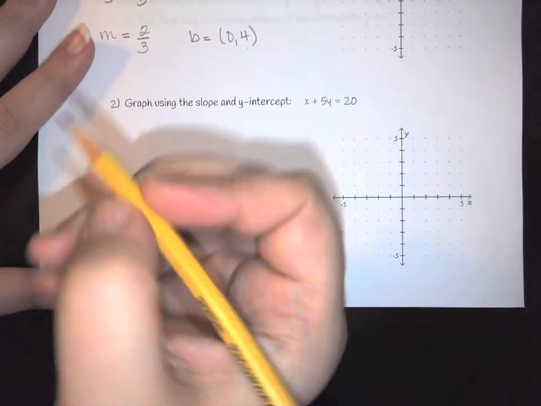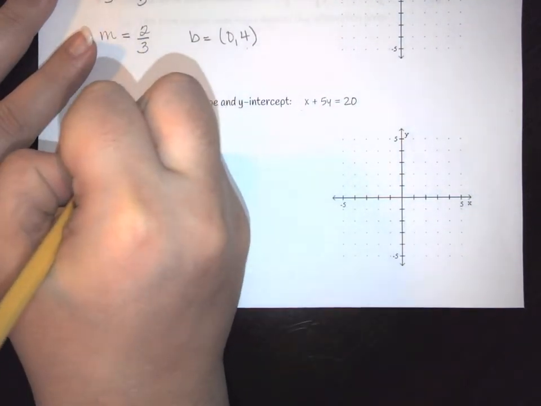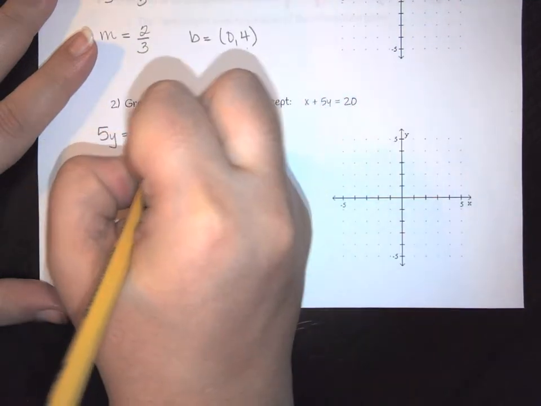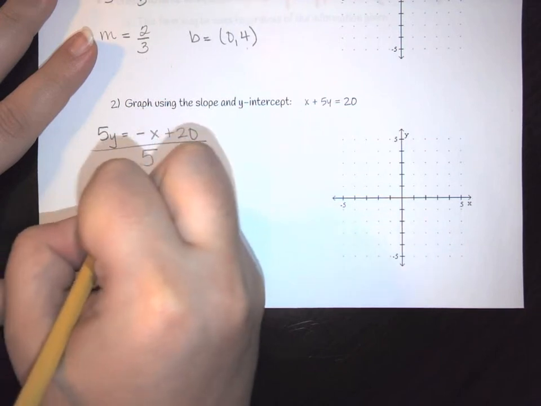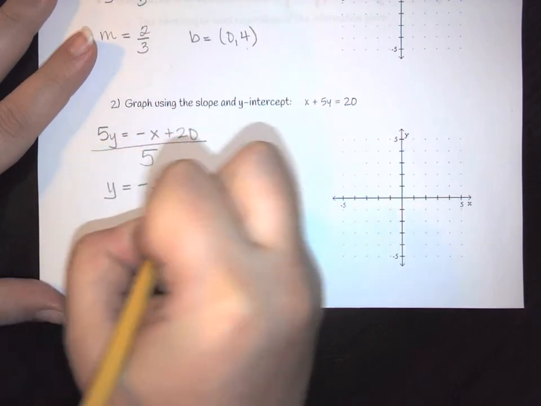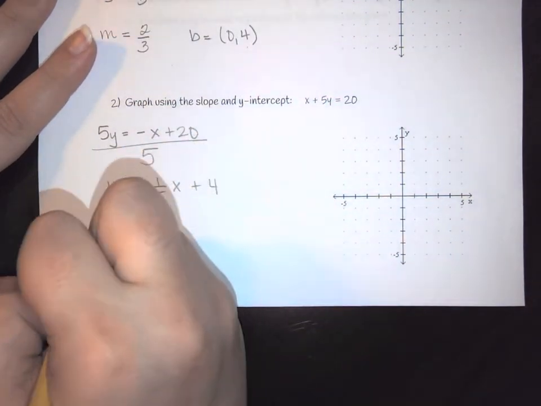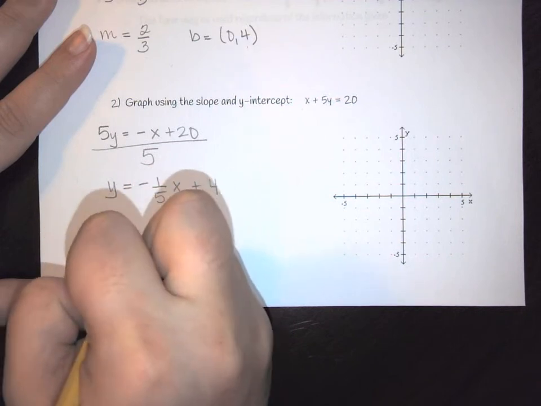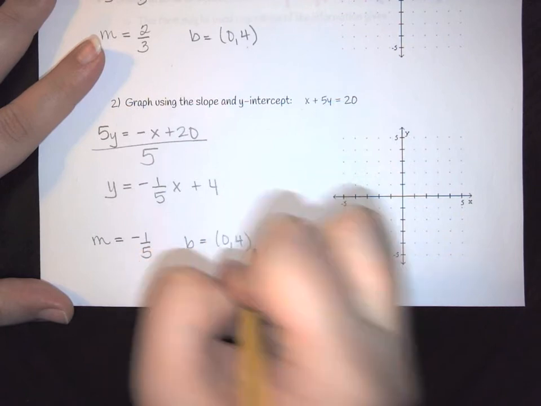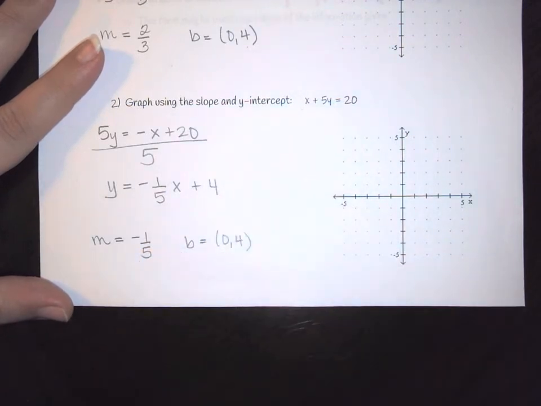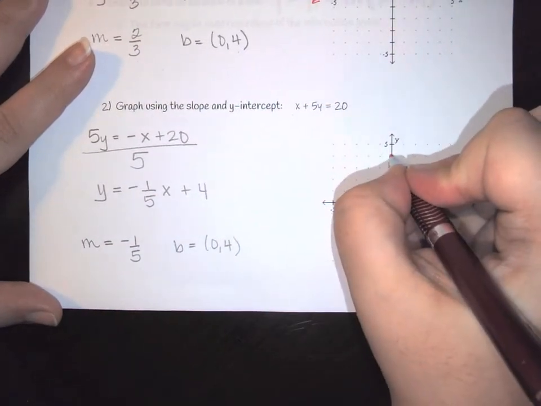In this case, again, I still have to solve for y, so I'm going to take this x and move it. So this becomes 5y is negative x plus 20. Divide everything by 5, and you end up with y being negative 1/5 x plus 4. Again, we need to identify our information, so here we have that my slope is negative 1/5. My y-intercept is the point (0, 4). And so once again, we're going to go ahead and draw our intercept point at the point (0, 4).